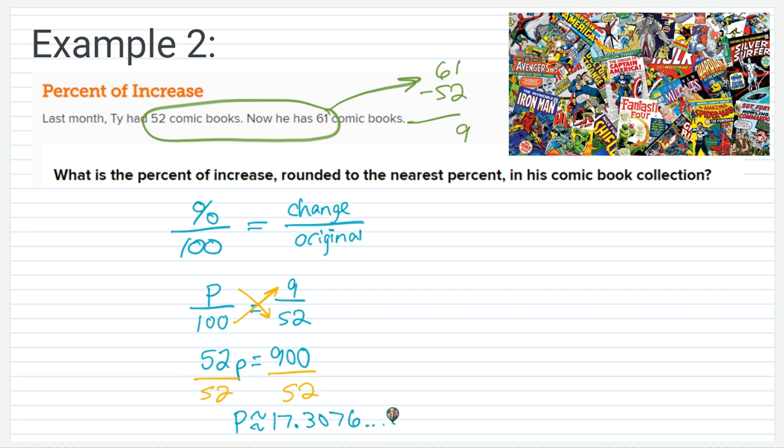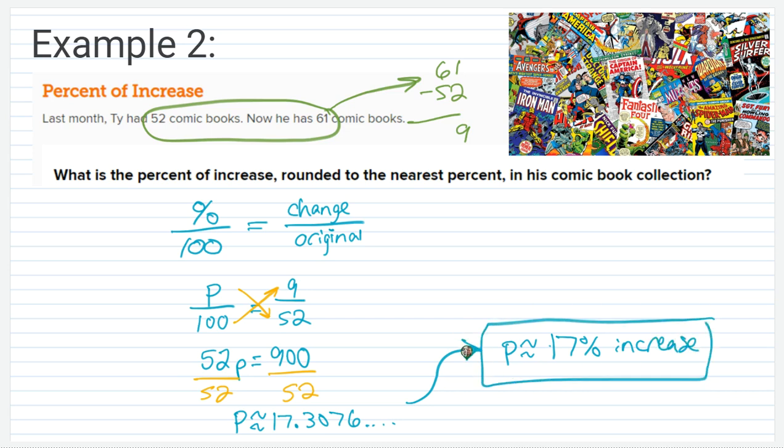17.3076, right? It goes on. So this does tell us to round to the nearest percent. So the 0.3, that 3/10 that's there, is going to tell me we're going to just keep it at 17. We're not going to round up. So our percentage is going to be approximately 17%. And again, this was an increase. So approximately a 17% increase in his comic book collection.